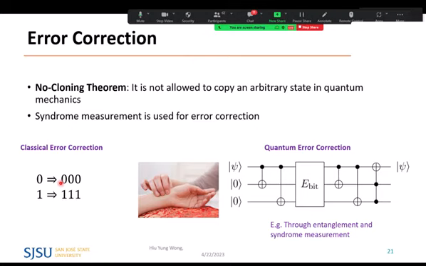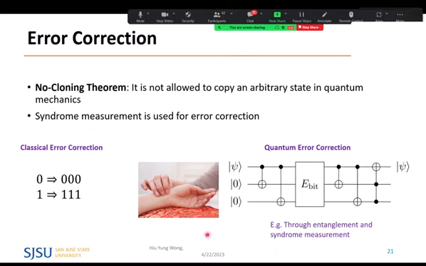But in quantum computing, it doesn't work because there's something called the no-cloning theorem. You cannot copy an arbitrary state. So what can we do? One of the methods is the so-called syndrome measurement.